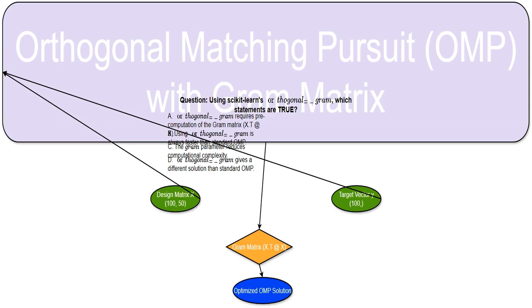I see, you're referring to a specific optimization of the orthogonal matching pursuit algorithm. OMP is a method to find a sparse solution to a linear regression problem. Sparse means we're looking for a solution using only a few of the available variables. The gram matrix is a way to speed things up. It's a matrix formed by multiplying the transpose of the design matrix by itself, X^T X. By pre-computing this, we avoid redundant calculations later.